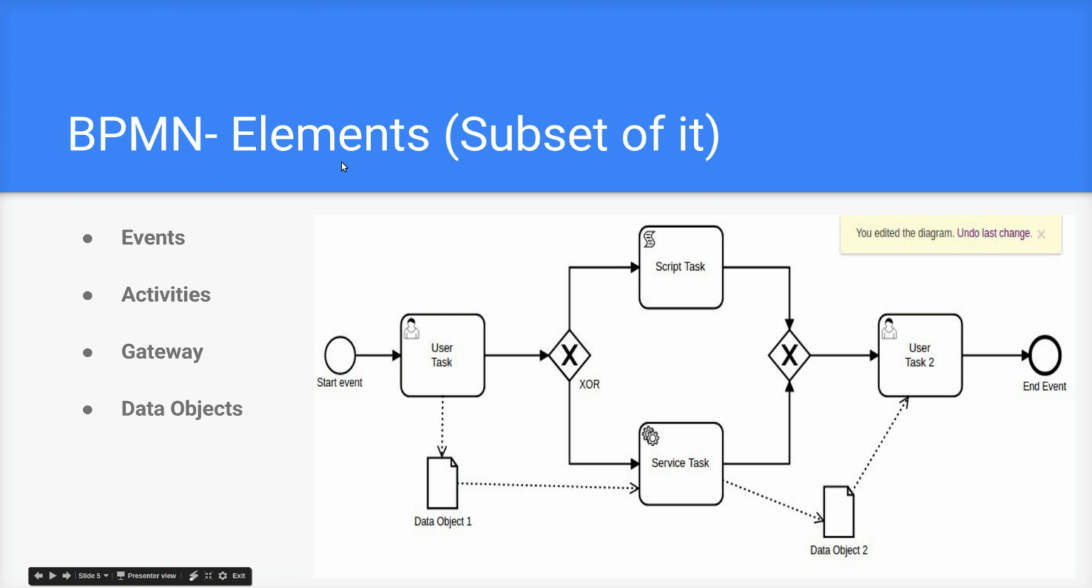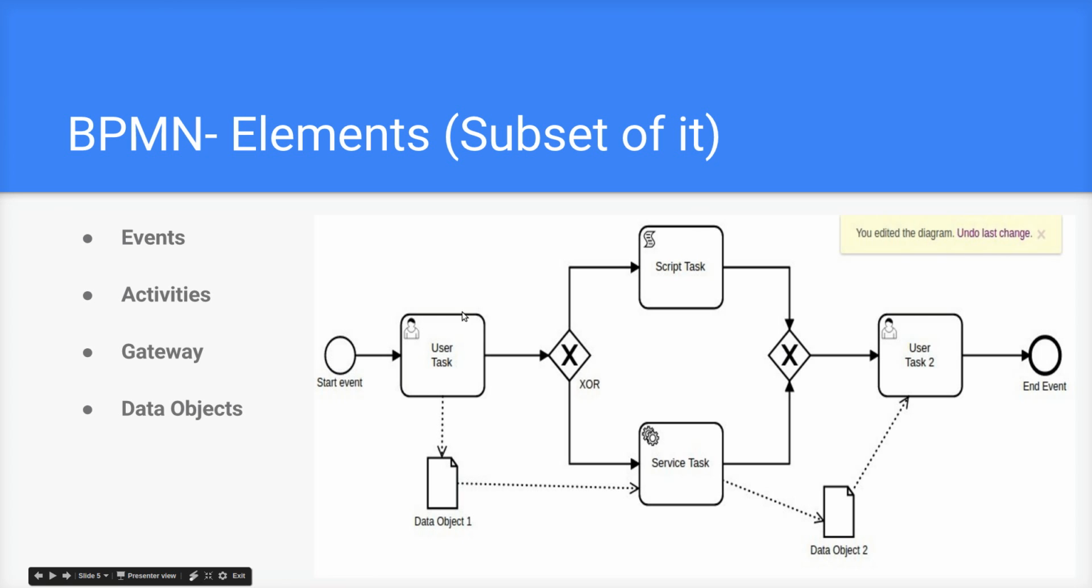So BPMN has many elements. We are going to see some subset of it that we will use in our system. Those elements are events, activities, gateways and data objects. Events, there are two events that we will see. One is the start event, which is used to denote the start of a business process, and the end event, which is used to denote the end of the business process. And then from there we can see, for example, it is connected as a sequence to various other elements of the BPMN. So we will see what these are.